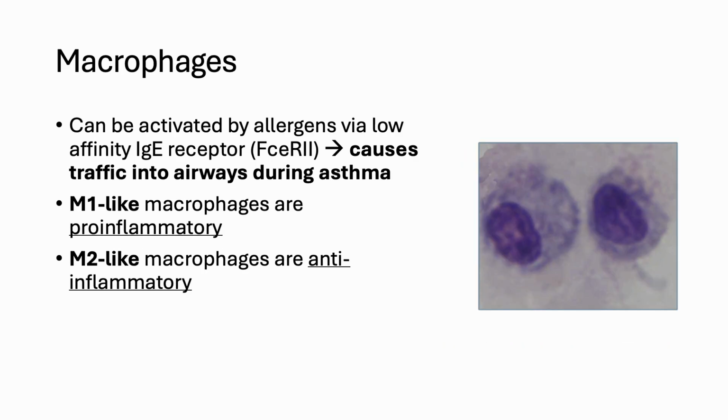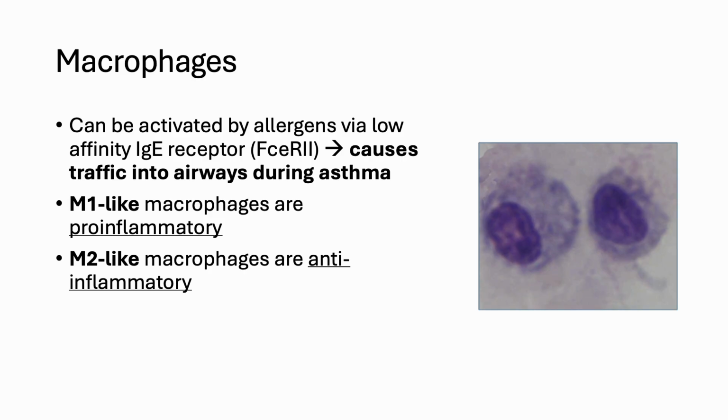So macrophages. Macrophages aren't something we typically think of as being involved in asthma or allergies, but they are. These can be activated by allergens because they actually carry a low affinity IgE receptor. Most of the time we're going to be talking about a high affinity IgE receptor, but I also want you to know that there's a low affinity one, and we're going to be talking about this again in a different lecture on IgE receptors specifically.